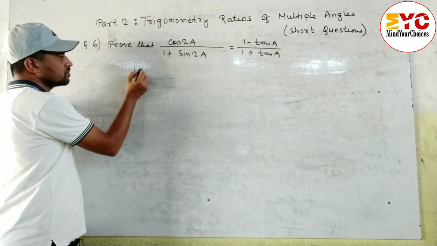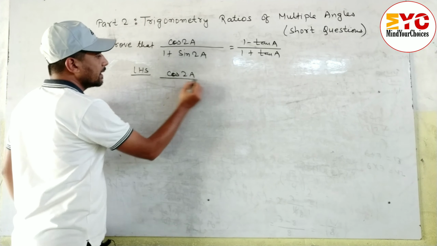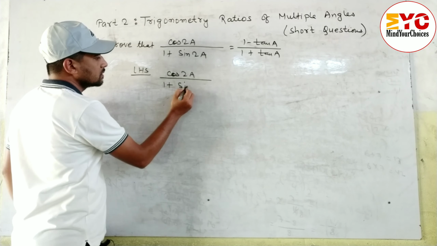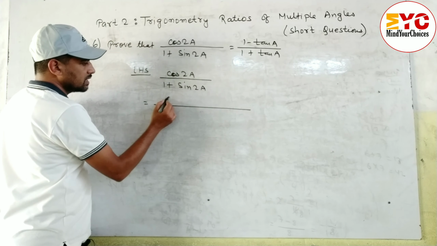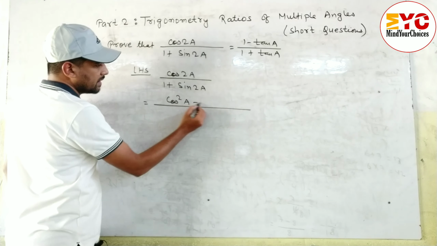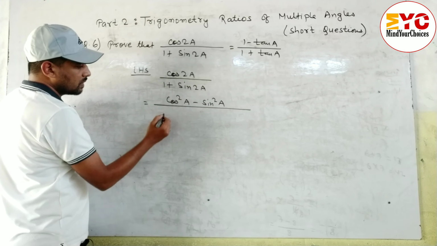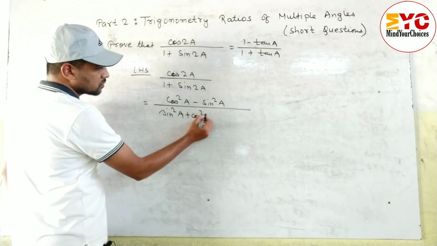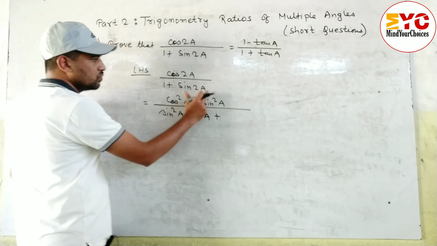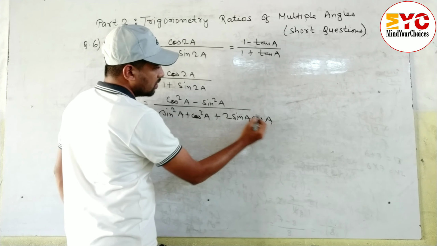Now look at this one. By LHS, cos 2a by 1 plus sin 2a. Cos 2a formula: cos square a minus sin square a, and here in the place of 1 we can write sin square a plus cos square a, plus sin 2a value 2 sin a cos a.